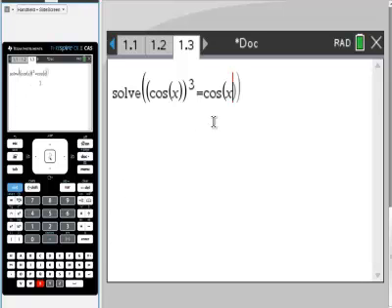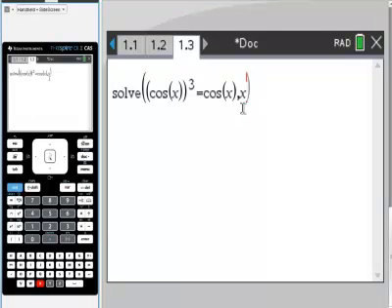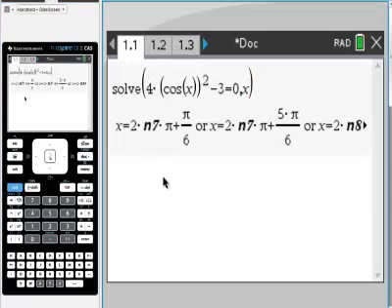This is still solve notation that I'm using right now. So I'm going to put a comma here, and then I'm going to put an x. The comma and the x mean in terms of x. Right now, if I press the button, I'll get the junk that I had before, but I don't want that.